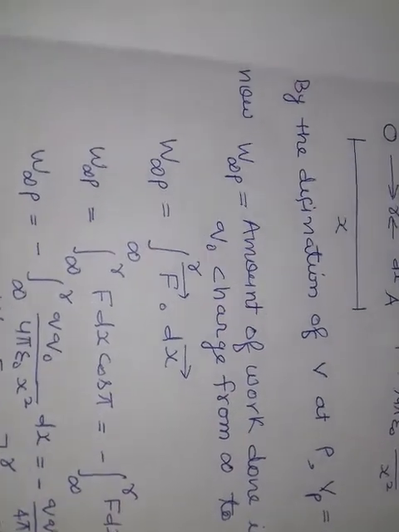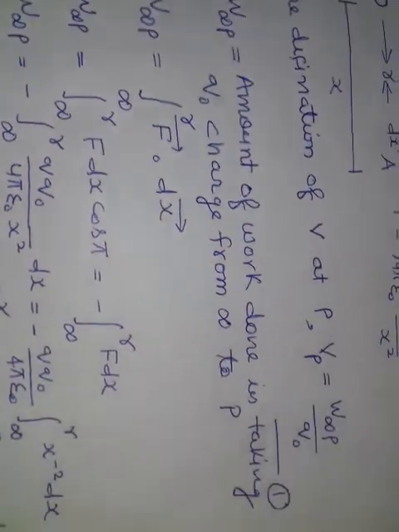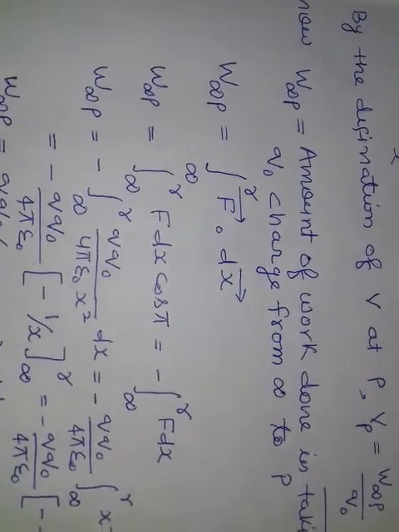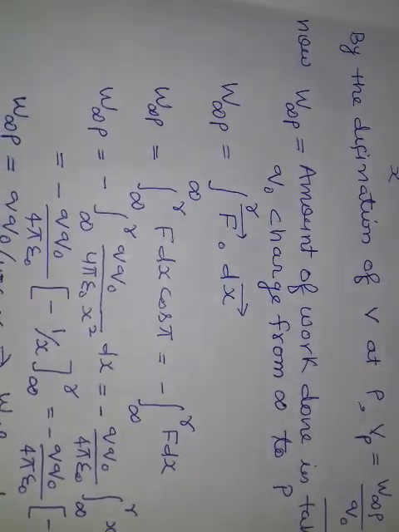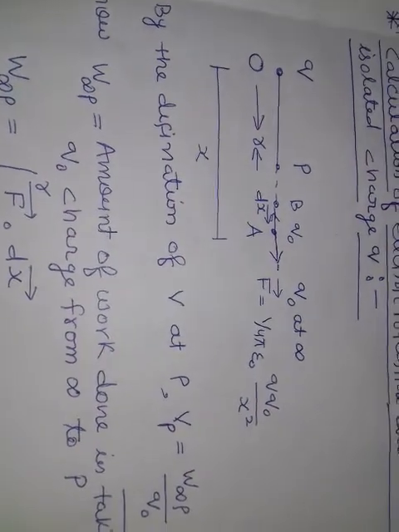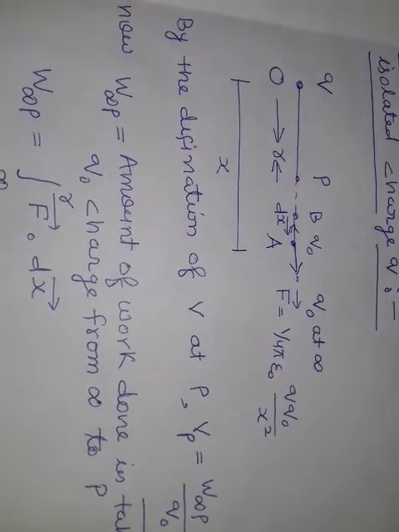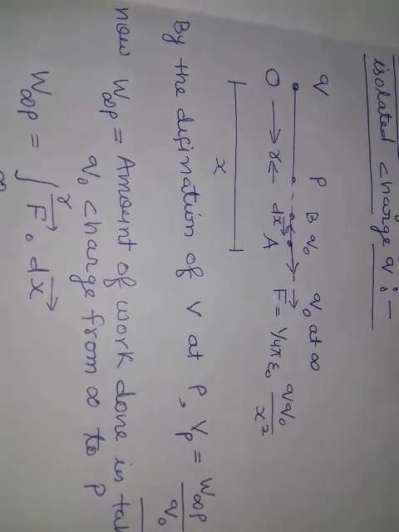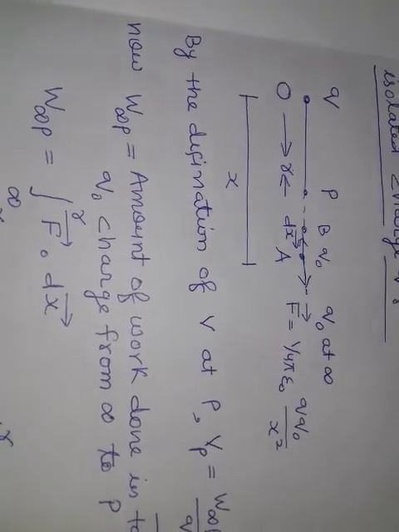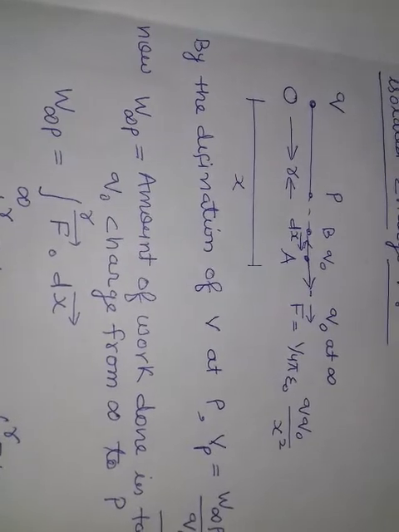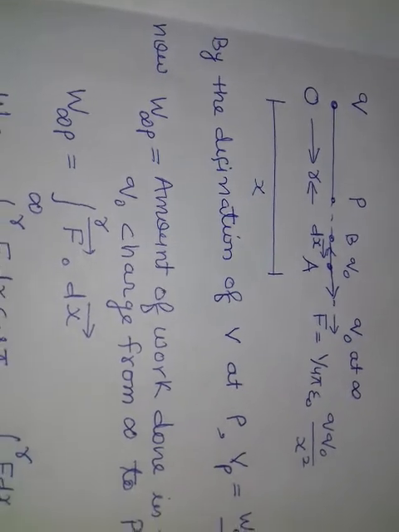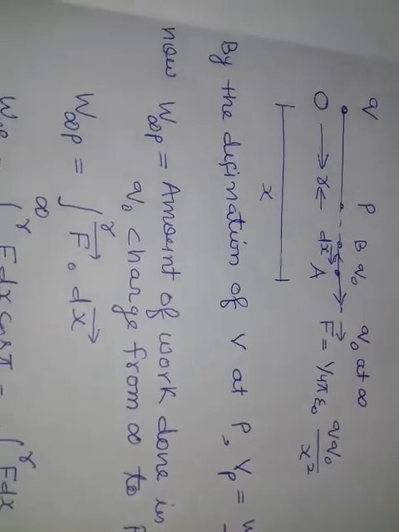Now we will calculate W infinity to P, which is the amount of work done in taking Q naught charge from infinity to P. We will calculate this work done with the help of the vector calculus method. What is the meaning of vector calculus method? The method to calculate the work done from infinity to P. For this purpose, we first calculate the work done in taking Q naught from A to B. Then we will integrate this work from infinity to P.